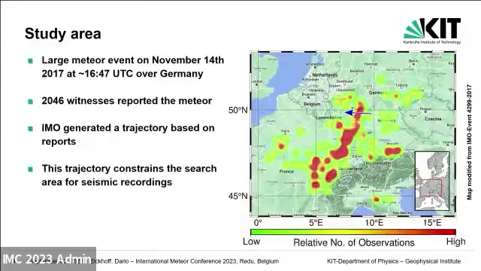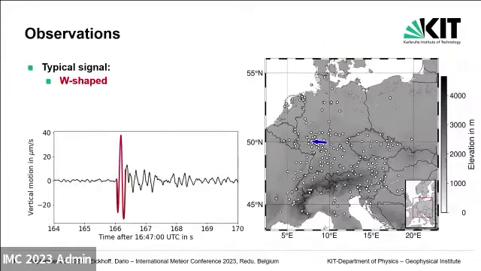So let's look at our actual study area here. We are located in Western Germany. There was a very big meteor event on November 14th of 2017 at roughly 16:47 UTC. It was seen by over 2,000 witnesses, and the IMO generated a trajectory based on these witness reports. We used this trajectory as a first guess for our initial search area, where we looked at the seismic recordings in more detail.